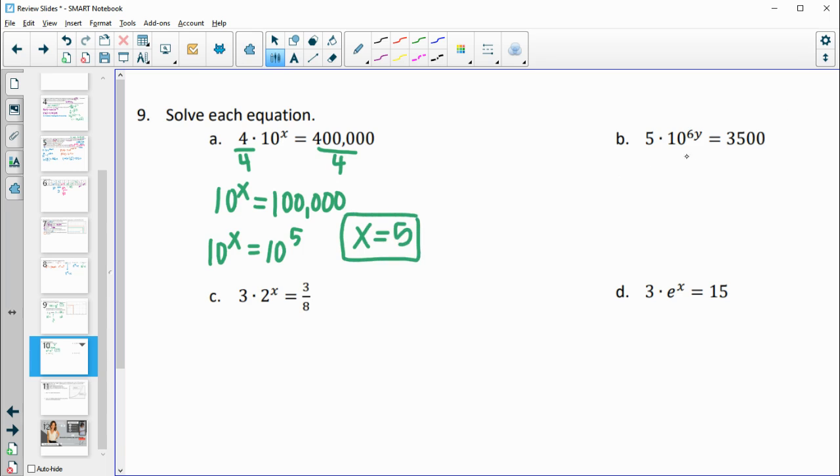B, so let's divide by 5 first. So we get 10 to the 6y equals 7,000.